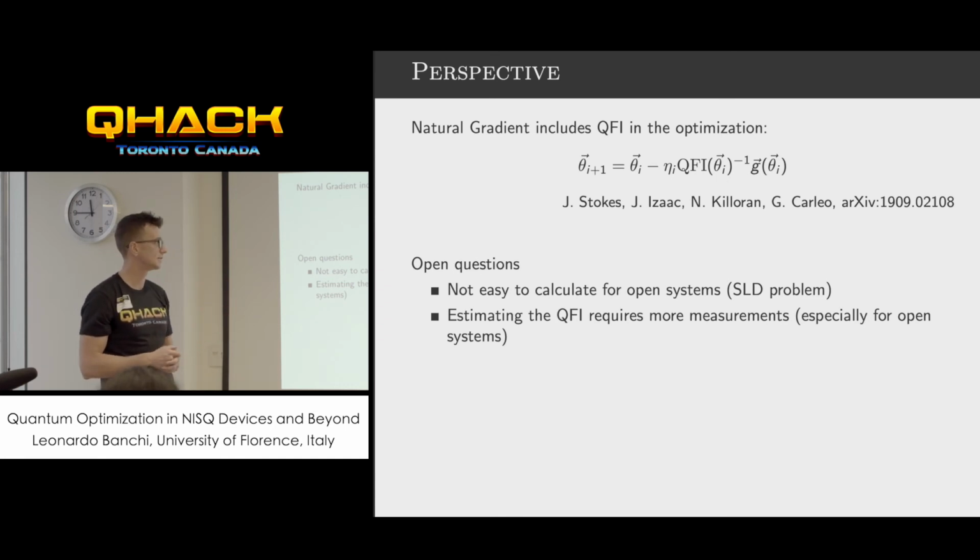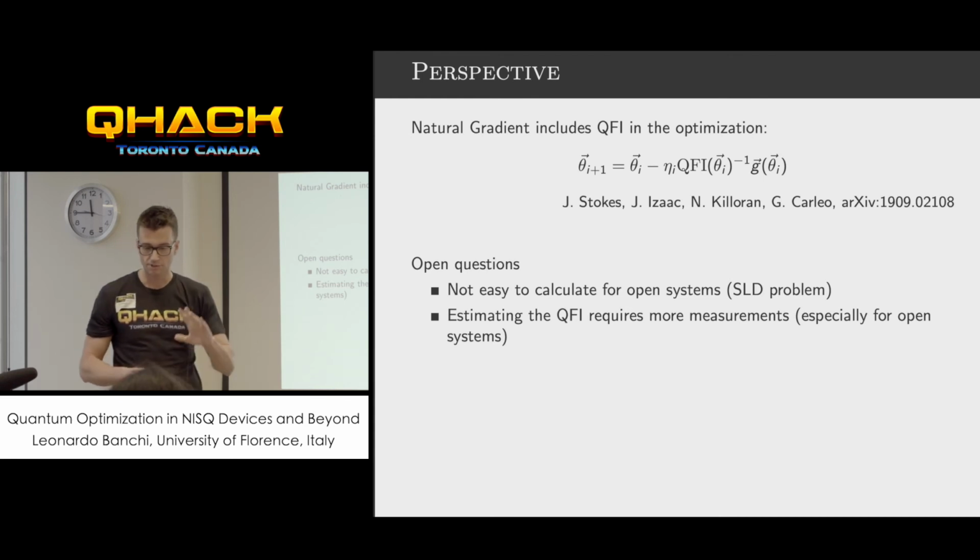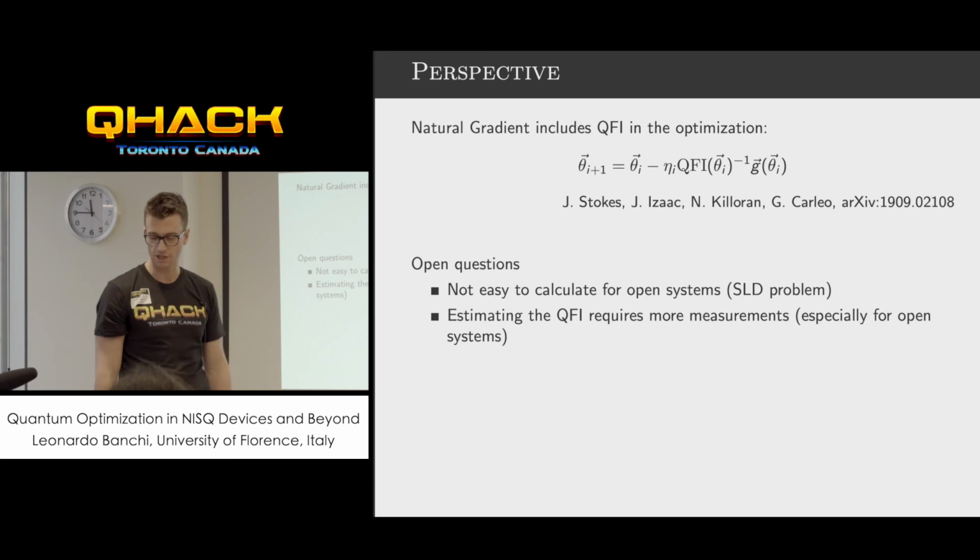But I think an open question, at least for me, I don't know for you guys, is still how to write this update rule when we have open systems. But I think this might be one of the ways to design better optimization algorithms that fully exploit quantum fluctuations.